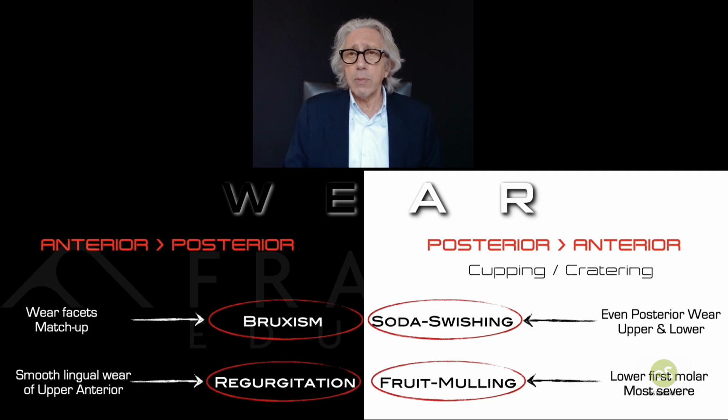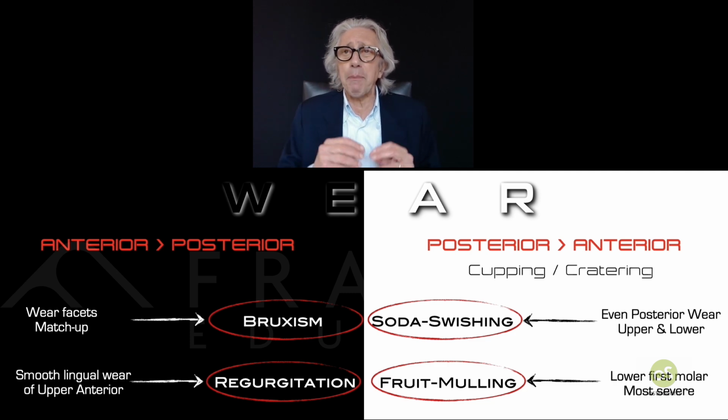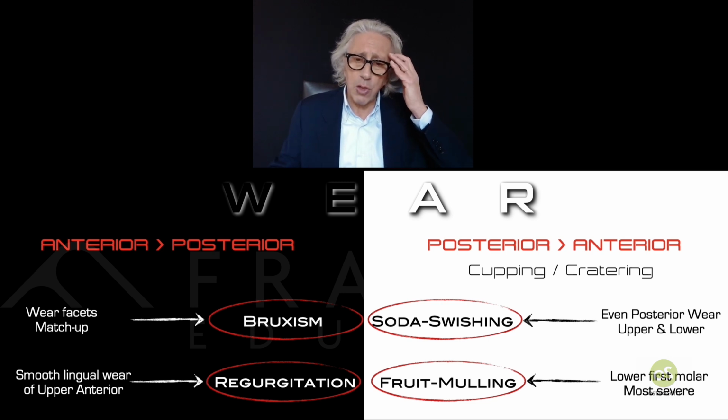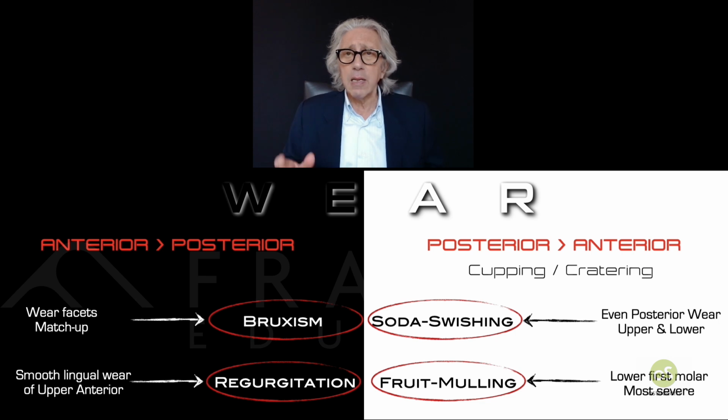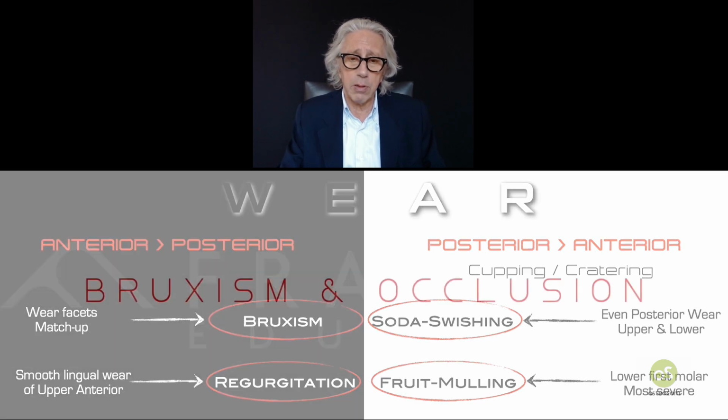So then you have the wear that is more posterior than anterior, and normally has a cupping, a cratering, volcano-shaped lesion. It's very classic for soda swishing, fruit mulling, that are turning around in the mouth before swallowing. They will put in the mouth. Talking about the young generation normally. And that creates even posterior wear, upper and lower, or lower first molar is the most severe normally with the fruit mulling. That is something that is very interesting that happens. So more posterior than anterior.